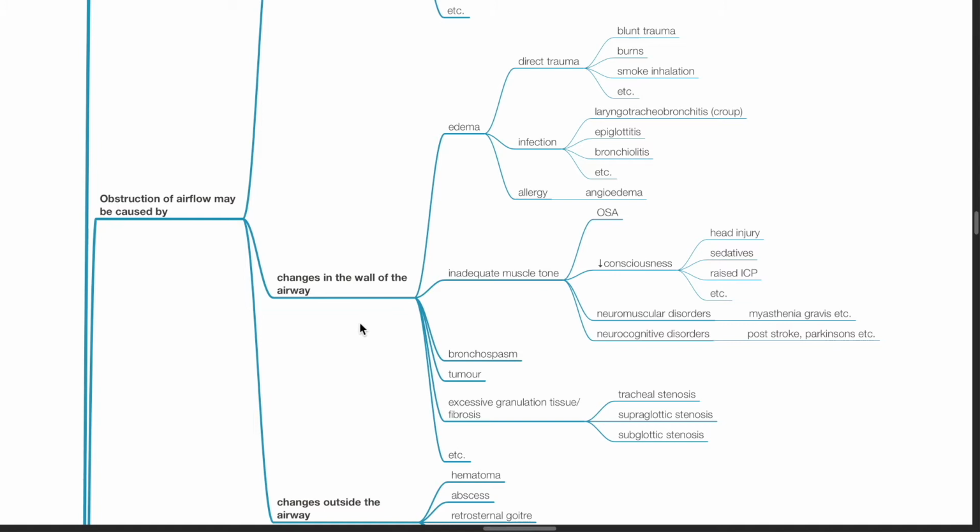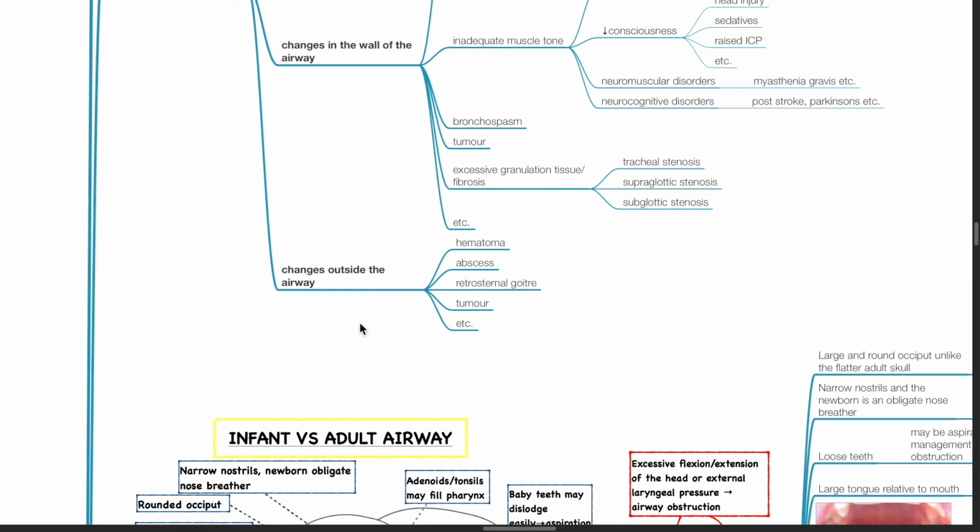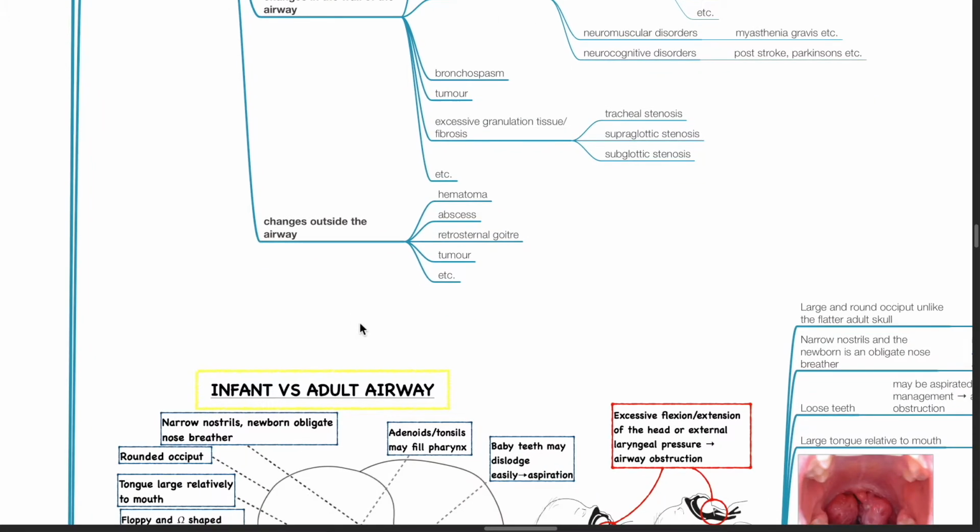Bronchospasm, tumor, and excessive granulation tissue or fibrosis such as in tracheal stenosis, supraglottic stenosis, and subglottic stenosis can obstruct the airway. Examples of changes outside the airway that can obstruct airflow include hematoma, abscess, retrosternal goiter, tumor, etc.